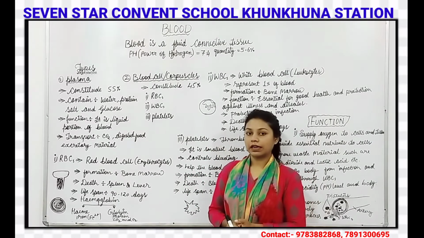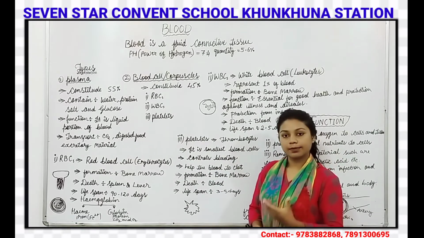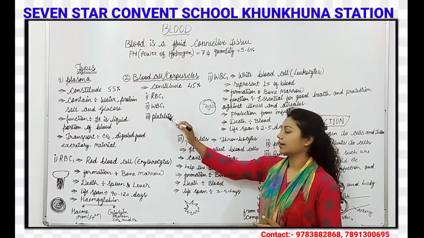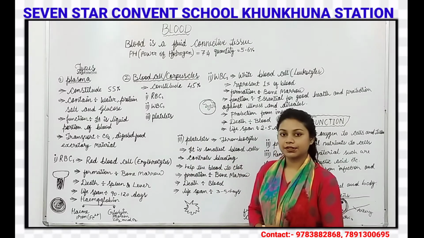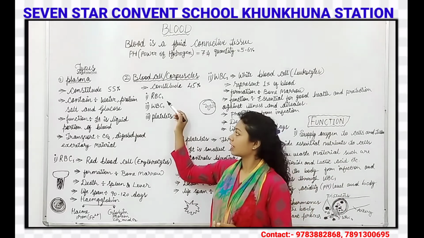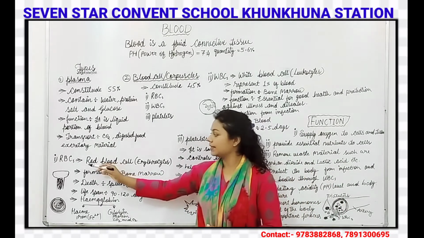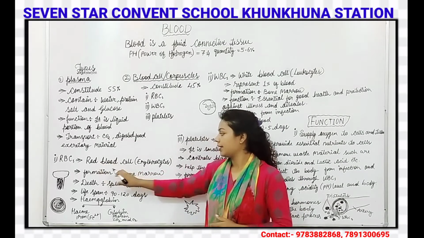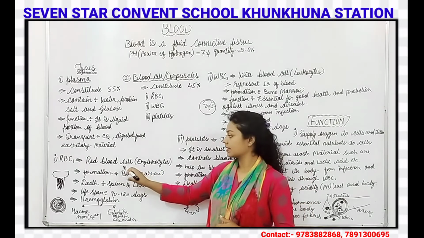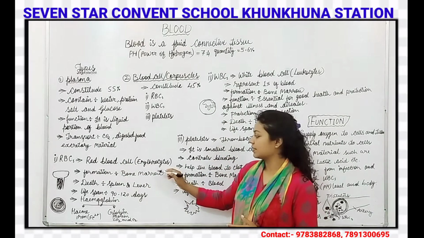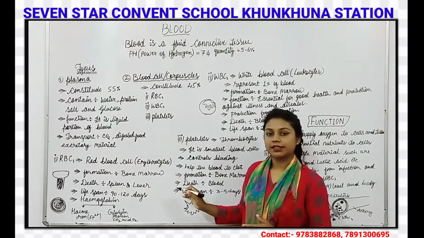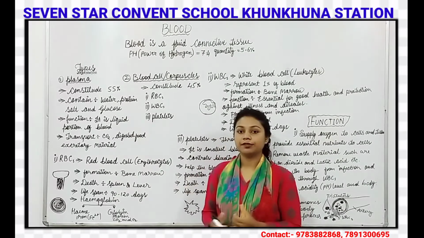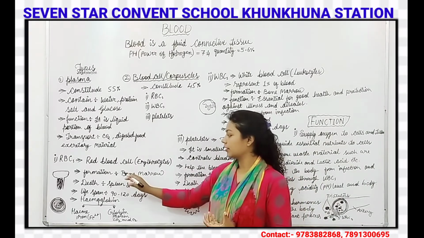Next we will talk about the blood cells or the corpuscles. Here there are three types: the RBCs, WBCs and the platelets. First we will talk about the RBC. The RBC full form is red blood cell, and the scientific name is erythrocyte.